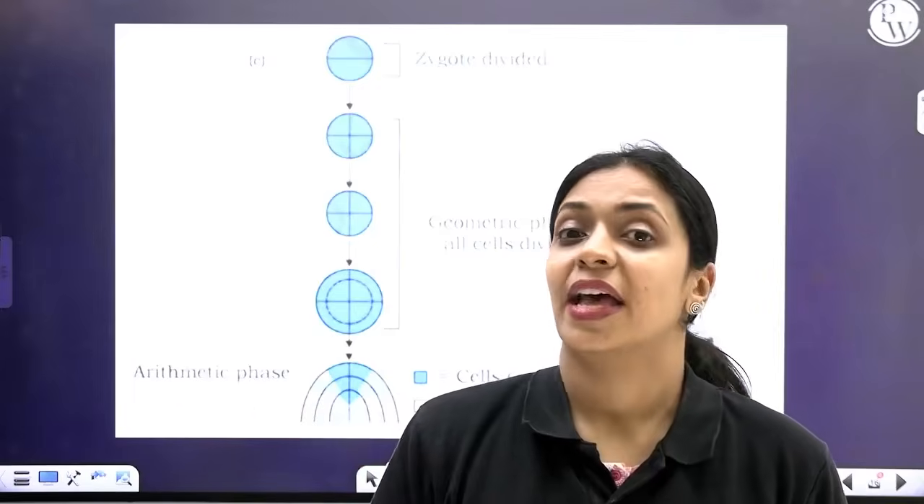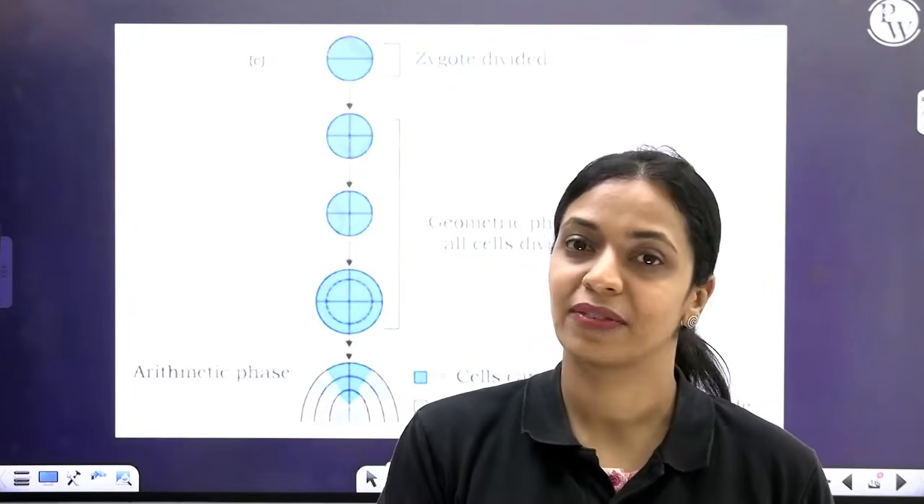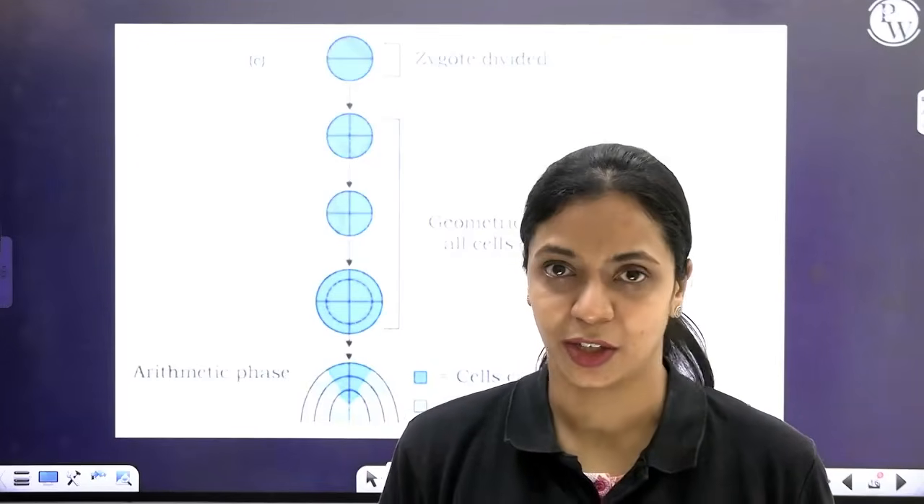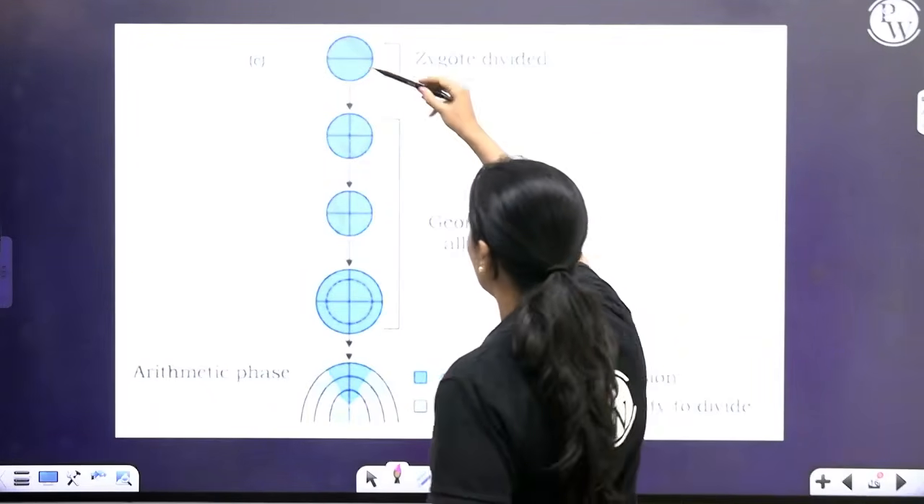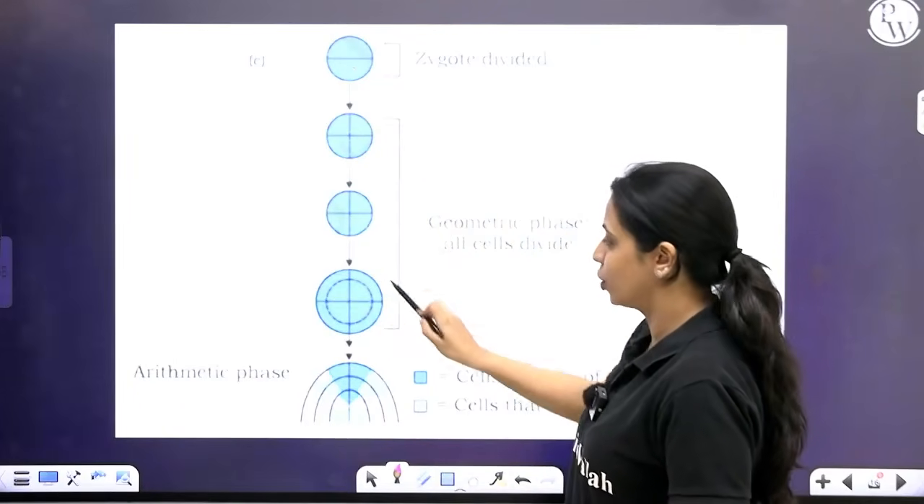The division of the zygote initially will be in the exponential phase. Eventually, some of the cells will divide exponentially. Some of the cells will show arithmetic growth. So initially you can see how 2 cells were there, both of them divided. 4 cells were there, all of them divided to give rise to 8 cells.